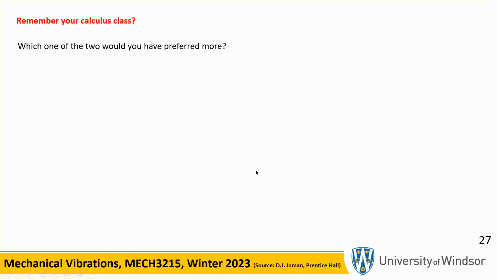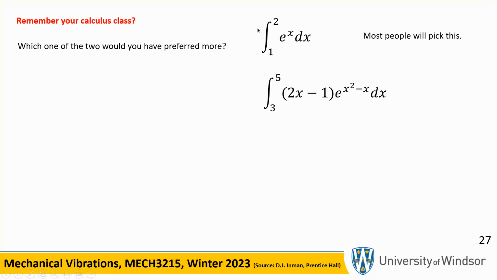But I want to digress a little bit and ask you a question. Go back to your first year calculus class. Somebody gave you an integral like that and an integral like that, and your instructor said, which one do you like better to calculate? If you had a choice of doing this or that, which one would you say? You look at this and say, oh my God, this is a disaster. Well, I'm going to go with this. I know the integral of e to the x is e to the x, and then plug in the upper and lower limit. But most people will pick the top one.